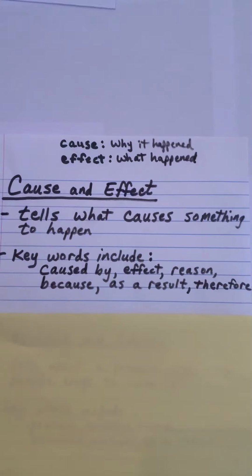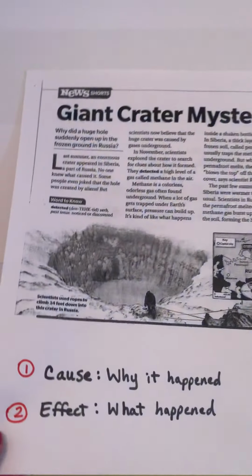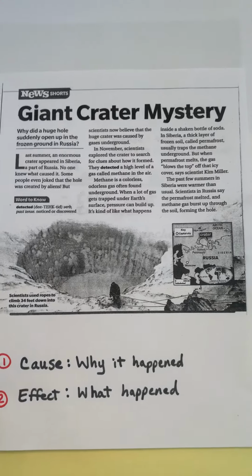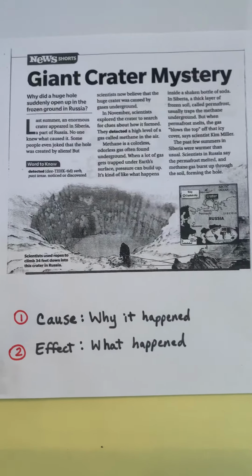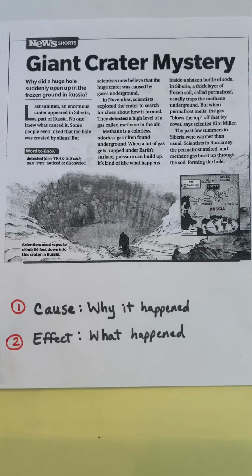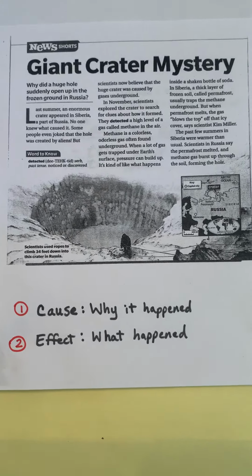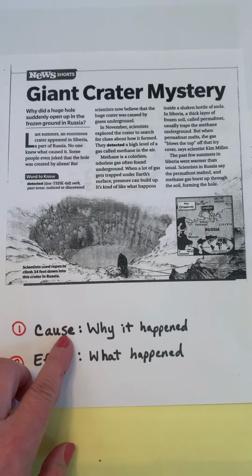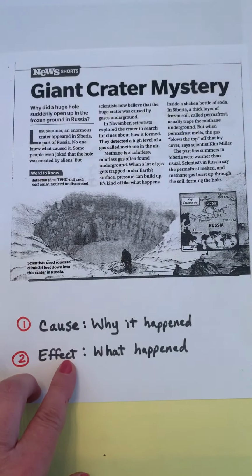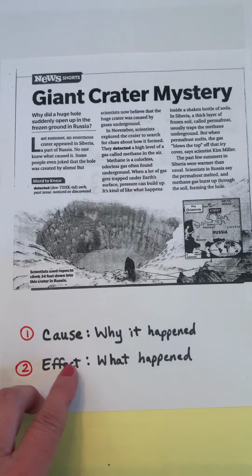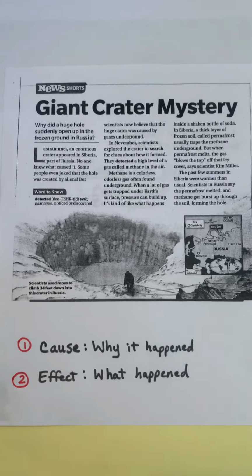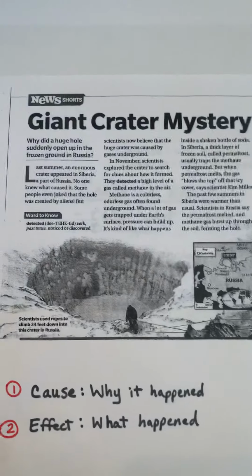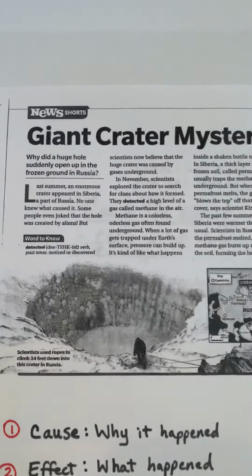So let's take a look at a story that I have to share with you called Giant Crater Mystery. This is a cause and effect text structure in this informational text. Remember, the cause happens first, and it's why it happened. The effect is the what happened. So let's take a look at this article and see if we can figure out what is the cause and the effect.